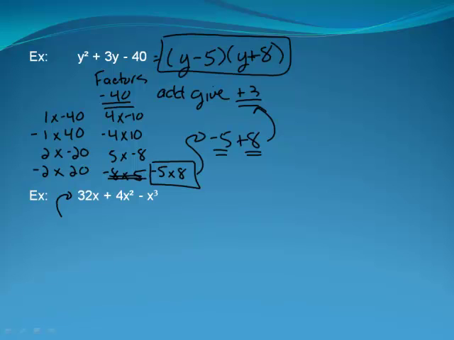So carry the sign. The highest power is x cubed, so we're going to write that first, negative x cubed. Then we want to write our next highest power second, so we've got plus 4x squared. And then lastly, we have a positive 32x. So that's the first thing that this problem demonstrates. You want descending power order.